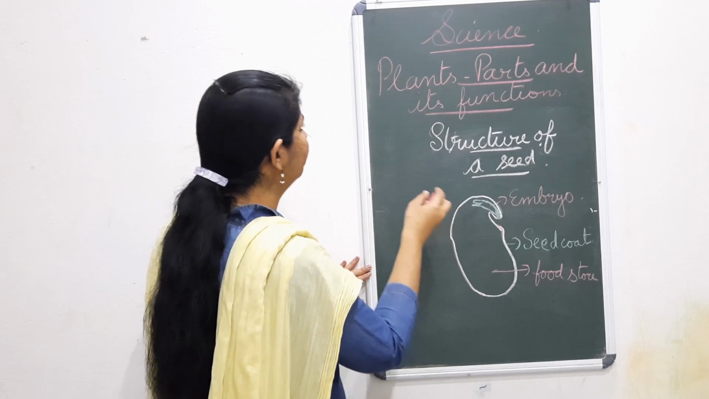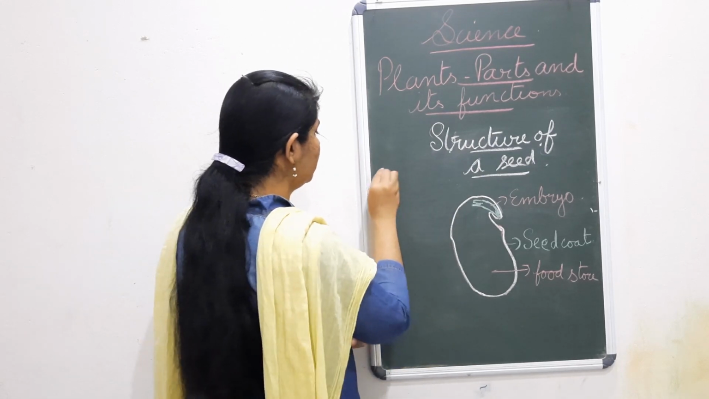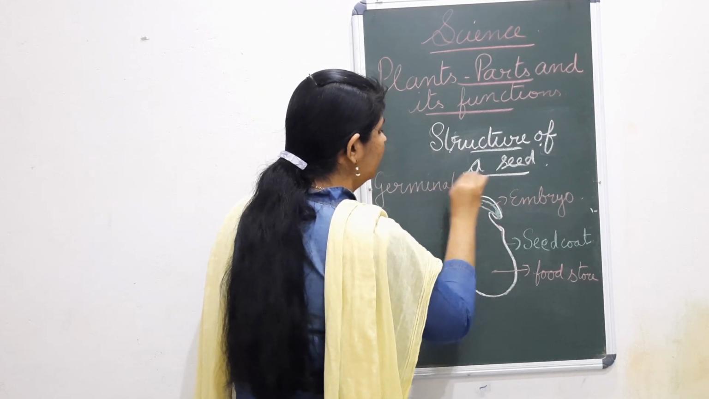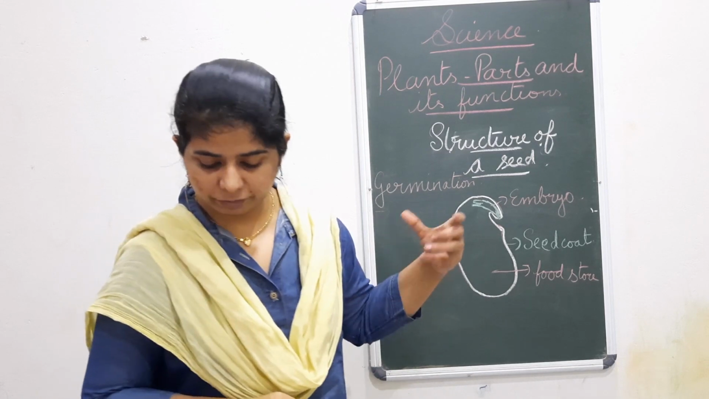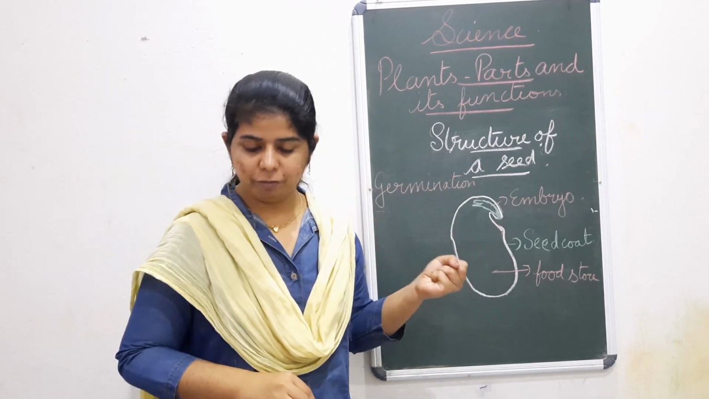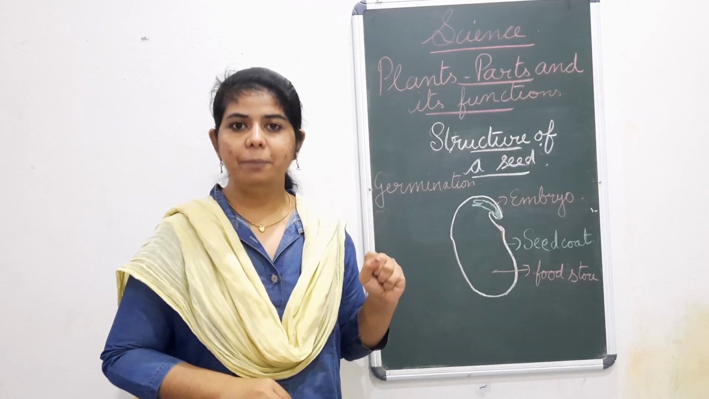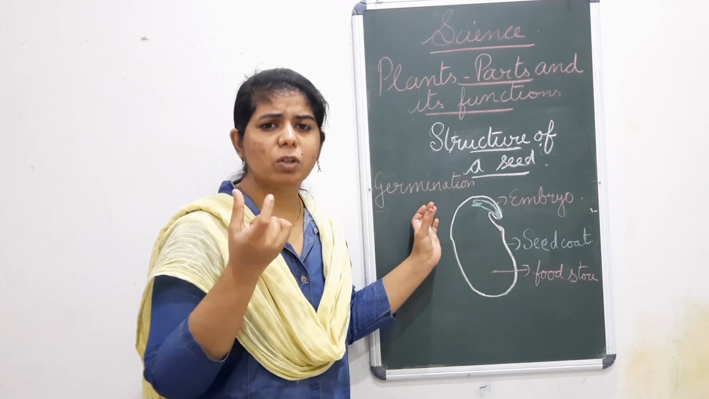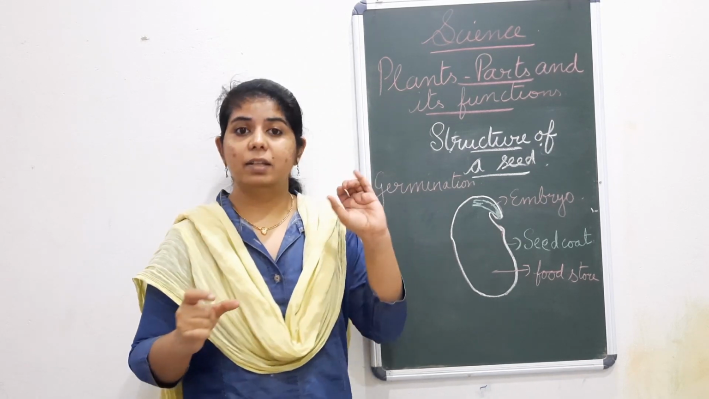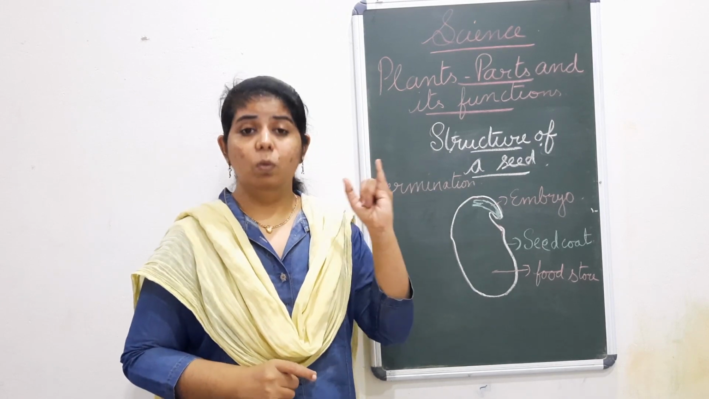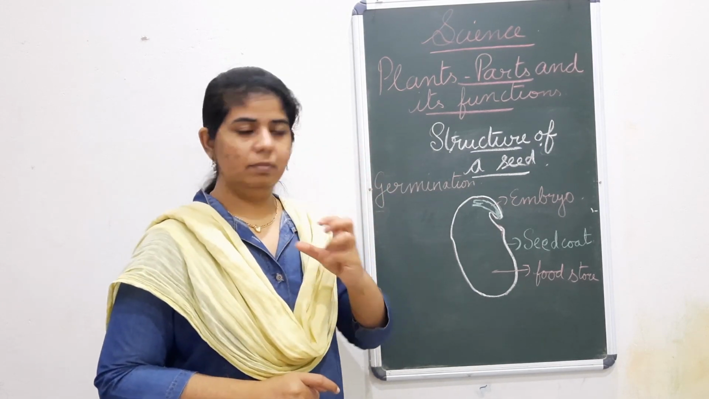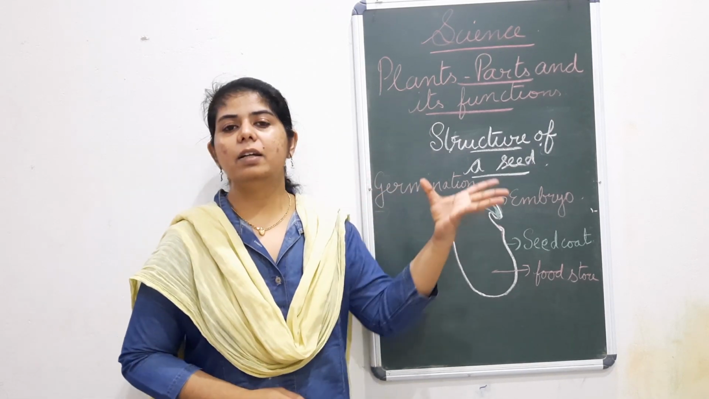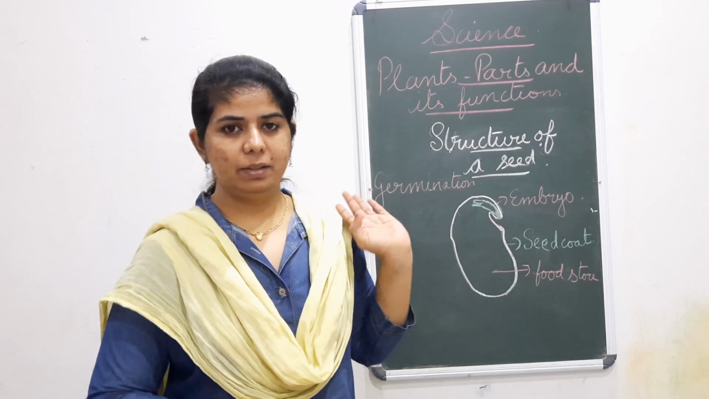Seed germination. Germination means the process of the baby plant coming out of the seed. Sprouting of a seed to form a baby plant is called germination. And germination means what? Coming out of the baby plant. For that purpose, what things do they need? Seed germination needs good enough air, water and sunlight. Then only the seeds will germinate, which means seeds will turn into a new baby plant.